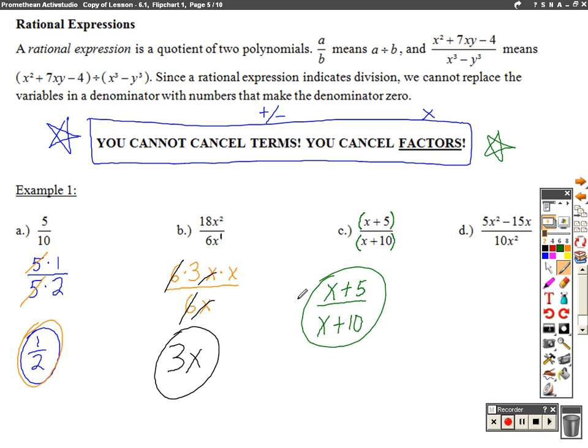In letter D, we want to factor the numerator. My GCF is a 5x. I'm left with x minus 3. And in my denominator, it's really already factored at 10x squared. But I do notice that the 5 over 10 reduces to 1/2. And also one of my x's cancels. This x cancels with one of these x's, just leaving an x down here. So I'm really just left with x minus 3 over 2x.